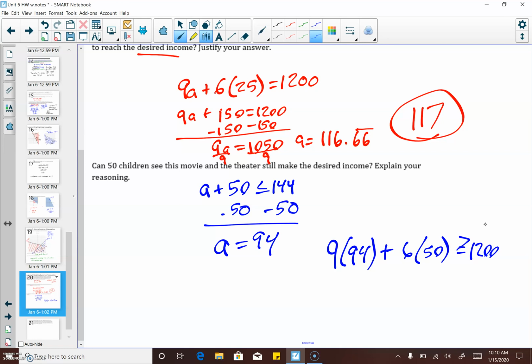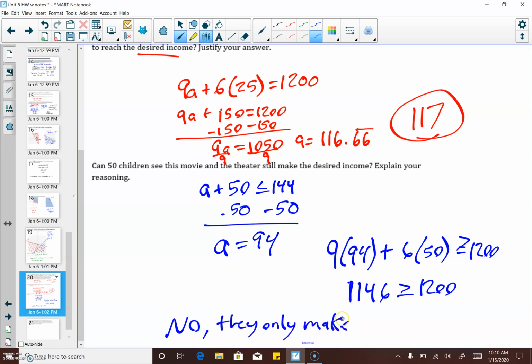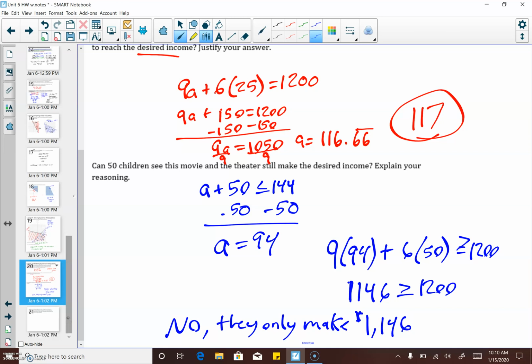And we plug that into our calculator, we get $1,146. Is that greater than 1,200? No. So the answer is no. They only make $1,146. So because they don't reach the desired income there, that's not possible that 50 children can see the movie, only allowing 94 adults to see it.